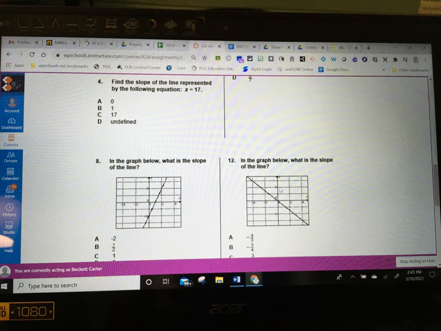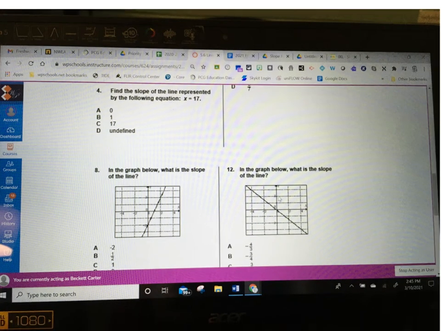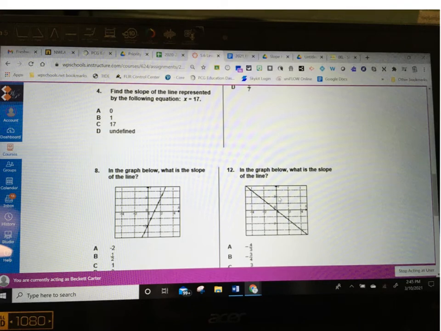Okay, so as you look over number 4, your x is 17. So you put your stuff here and you move on down until you finally get to number 17, your line looks like this, and a vertical line doesn't have a slope, or your slope is undefined in that vertical line. Then you look at the next one. In the graph below, what is the slope of the line? You need to find 2 points on the line and calculate your slope.